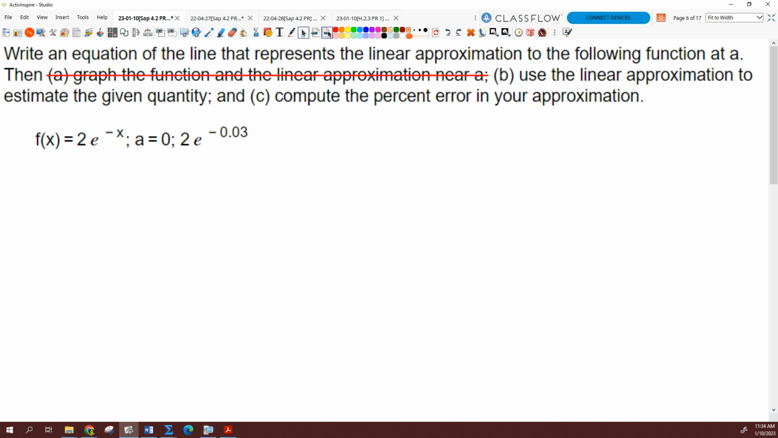Does the choice of A, they chose it for you, but isn't that what you would choose? If what you're wanting to do is make an estimate of the value of the function at, it looks like, input value of negative 0.03, what's the closest convenient input value? 0, right? So that's why we would choose A to be 0.